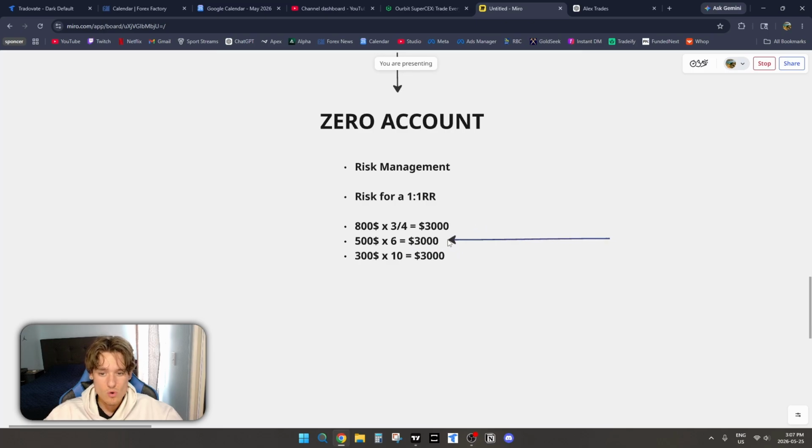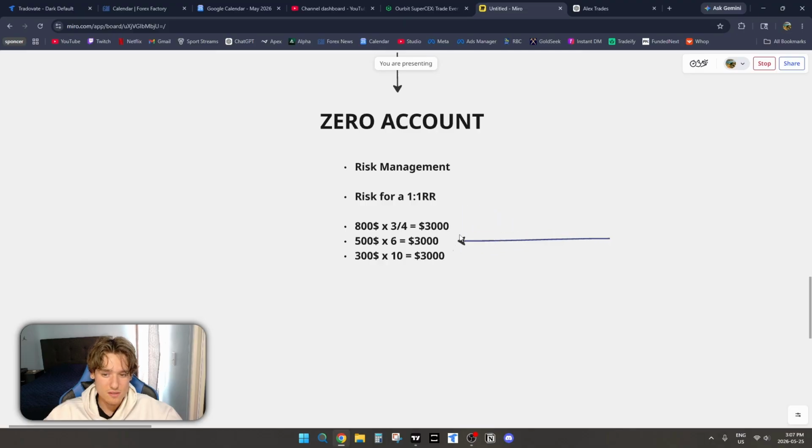If you want to take it more conservative and more like less on risk, $500, get 6 trades, that's $3K, you pass the account. That's usually my go-to. If you're not really sure what you're doing yet, then you want to play it safe and play it calm, $300, 10 trades, you get that 3,000 mark.